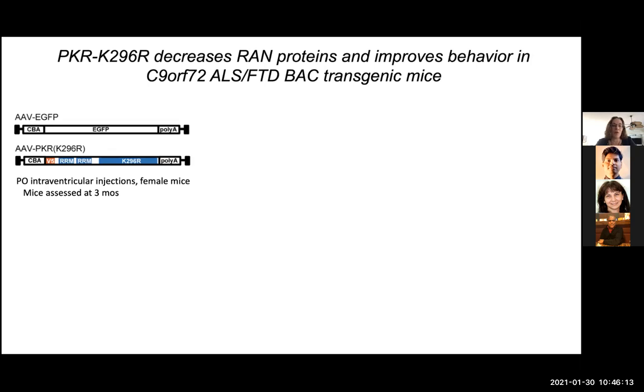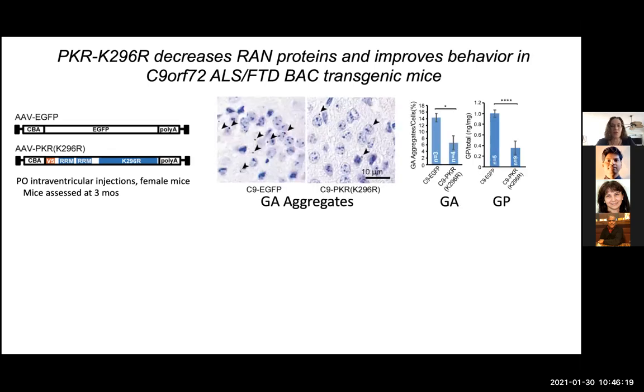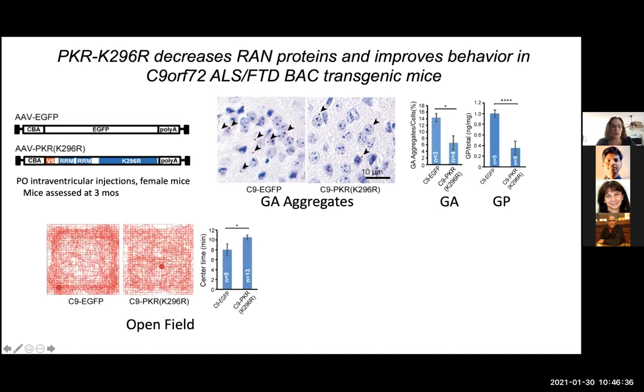These were P0 intraventricular injections of female mice, and the mice were assessed at 3 months of age. At 3 months of age, the GA aggregate number went down in the PKR K296R inhibitor treated mice. That's quantitated here. And also the GP levels went down.